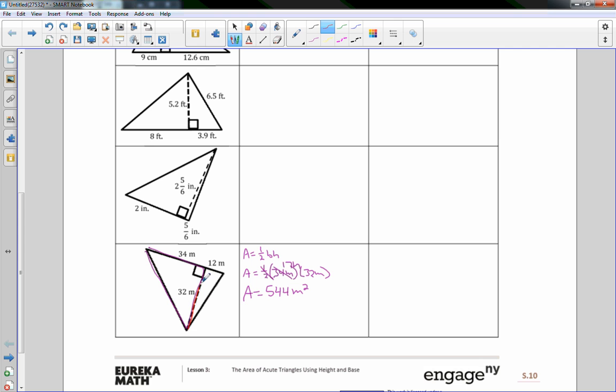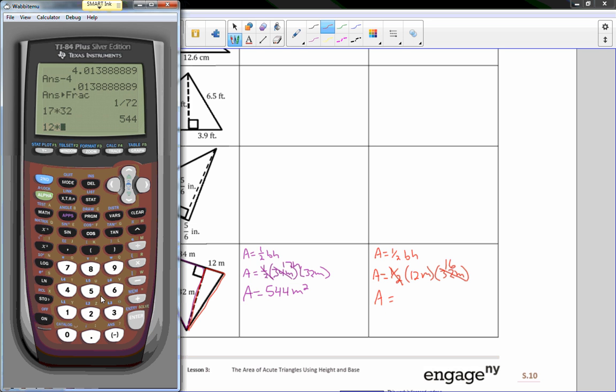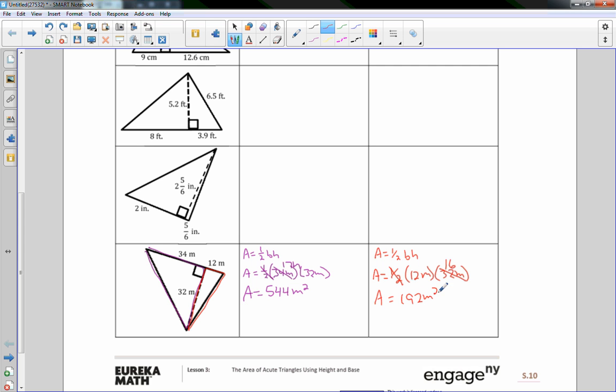I'll do this little triangle here in red. I want the area of that. The area equals 1/2 base times height. Substitute in my givens. My base is now 12 meters, and my height is again 32 meters. Reduce first. 1/2 of 32 is 16. 12 times 16, if I get my calculator, 12 times 16 is 192 meters squared.